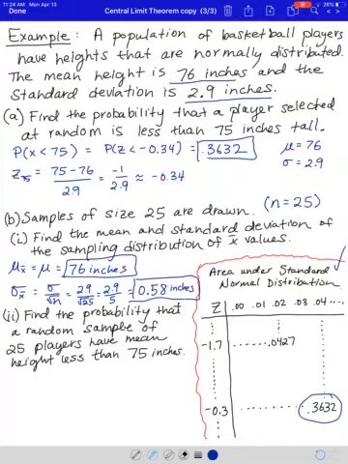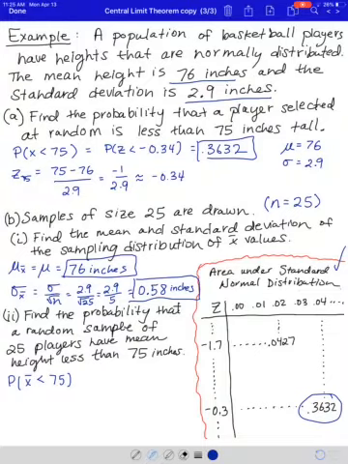Okay, now let's find the probability that a random sample of 25 players have a mean height that is less than 75 inches. So we are going to find the probability that our mean height, x bar, is less than 75 inches. Now, before we do this computation, one thing I want to point out is that we're using the central limit theorem here. And in order to use it, remember our sample size should be greater than or equal to 30, which in this case, our sample size is only 25.